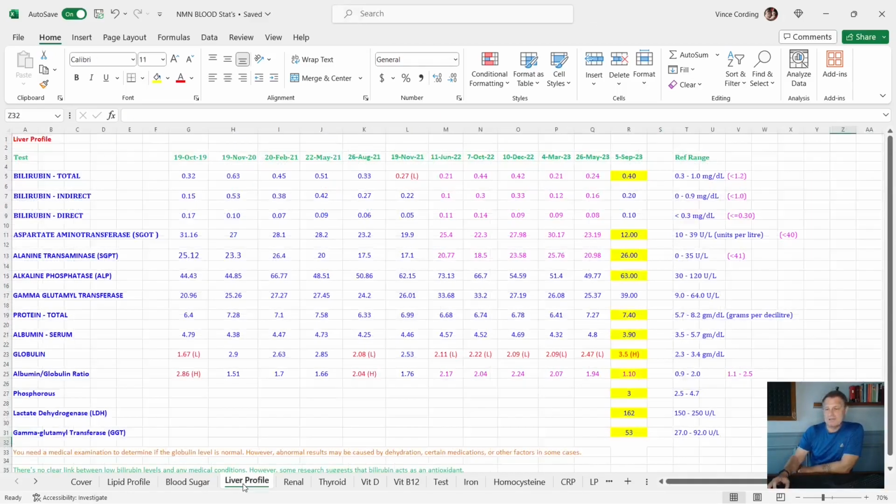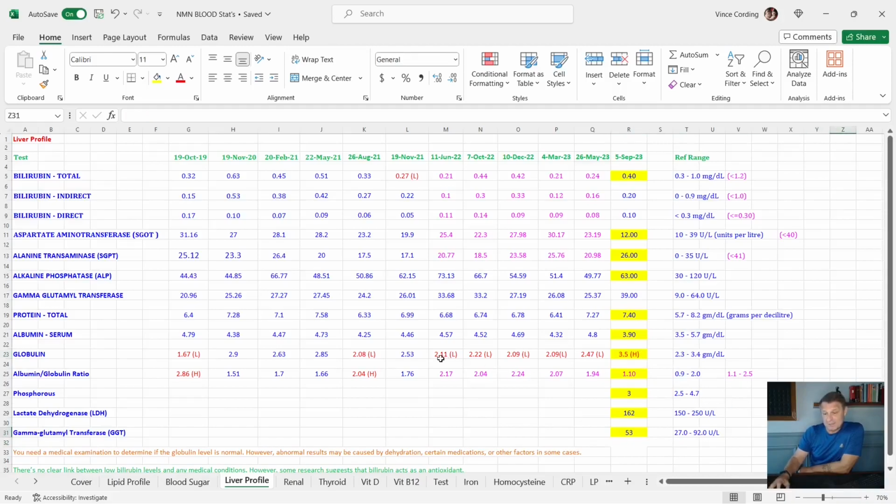Let's move on to my liver profile. You can see here that the majority of markers were all tested again because they do more comprehensive testing on the Big Island. All the markers there, bar one, are in reference range. The one that's not within reference range is my globulin. That's high. That said, it's 3.5, and the reference range is 2.3 to 3.4. It's only just slightly high, which is not too worrying.